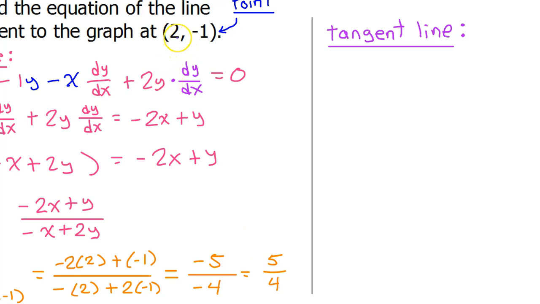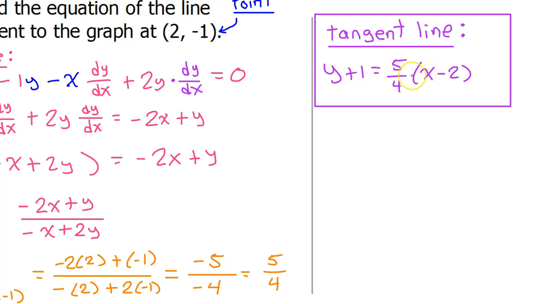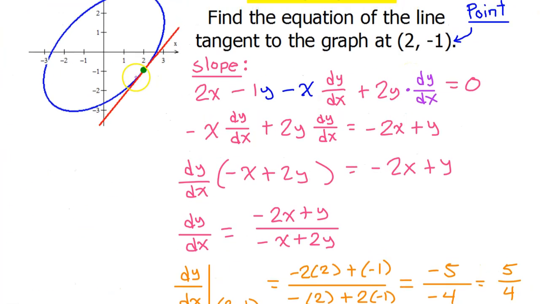Now that we've got a point and the slope, we can write the equation of the tangent line, which goes y minus y, so that's y minus negative 1, which is y plus 1, is equal to the slope, which is 5/4, times x minus x, so that's x minus 2. And that's it. This is the equation of this red line.